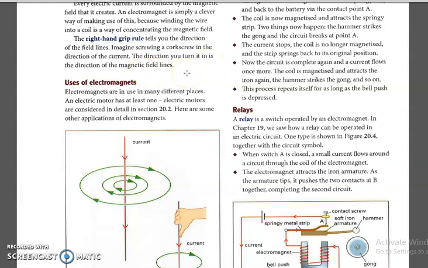It's better if you use your right hand and please hold your fingers. The index finger shows the direction of the magnetic field, and the thumb shows the direction of the current.